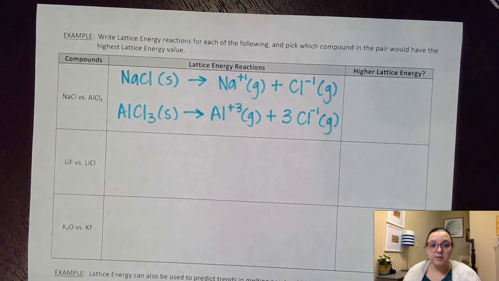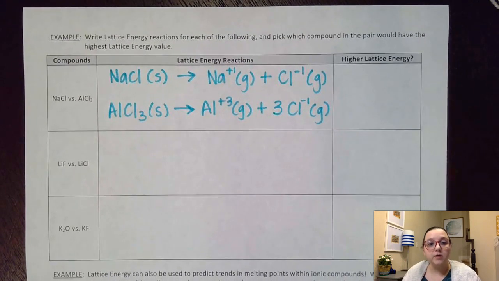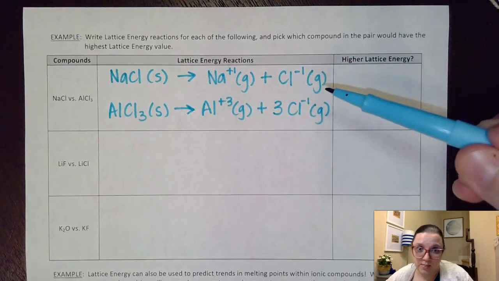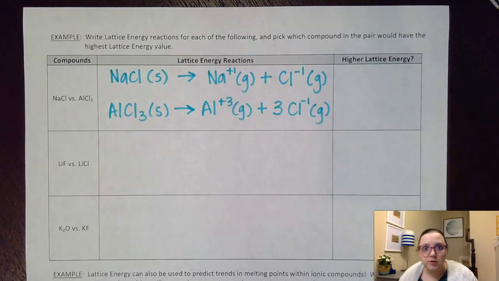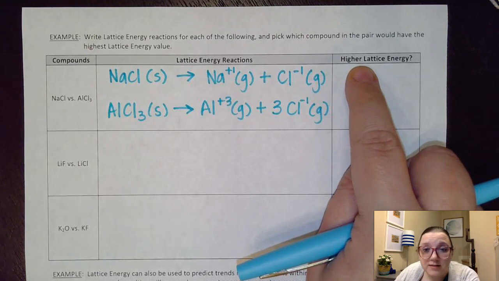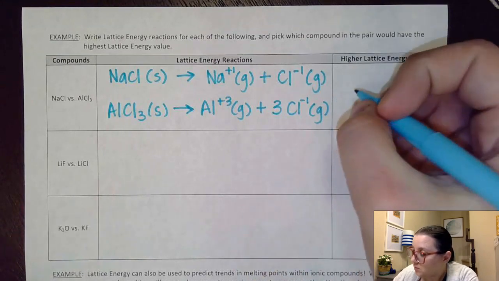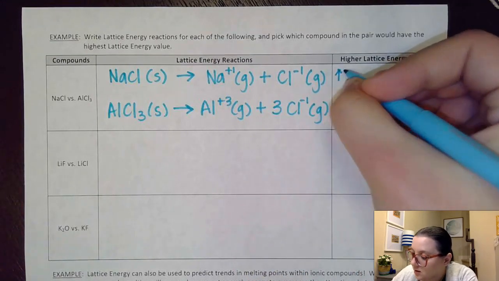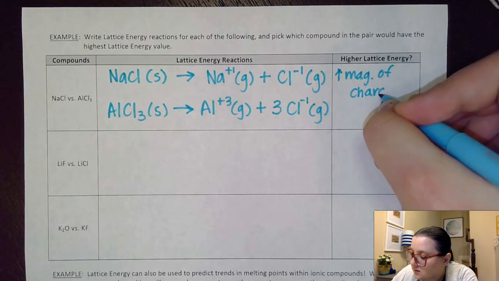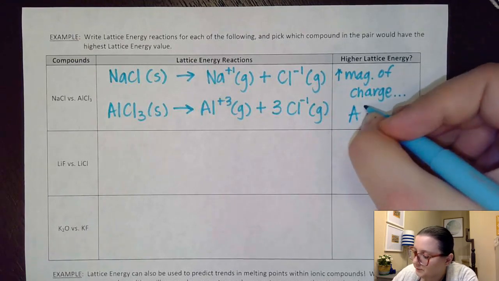So, as I said a minute ago, charge trumps distance. So I want to check for differences in magnitude of charge first. And I see that the chlorine ions have the same charge no matter which compound they were in. But the sodium and aluminum have pretty significant charge differences. If I want to pick the compound with the higher lattice energy, remember that higher lattice energy means stronger attractive forces, and stronger attractive forces mean I want the substance with a higher magnitude of charge. Well, in this case, that would be the AlCl3.